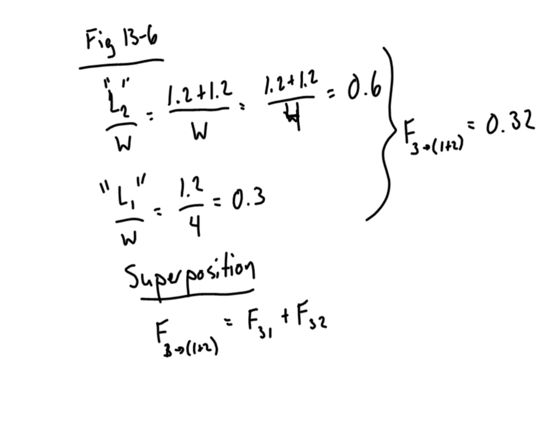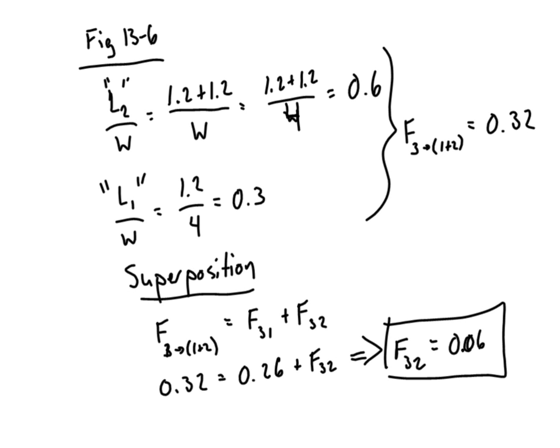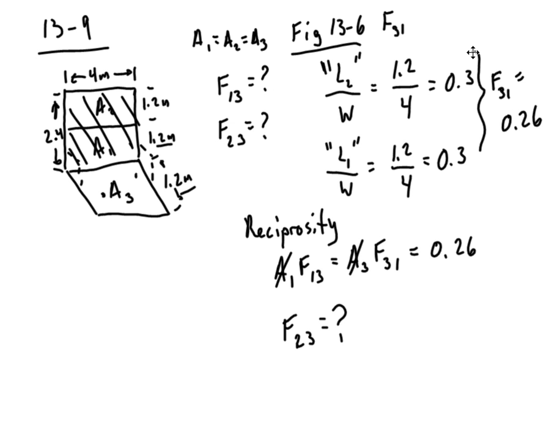So we solved for this, and it is 0.32. So that's equal to F31, which we found in part A, which was 0.26, plus F32. One equation, one unknown, we can solve this for F32. We find that it is equal to 0.06. So those are your two answers: F3 to 2 is 0.06, and F1 to 3 is 0.26.